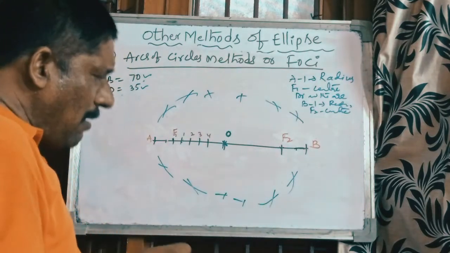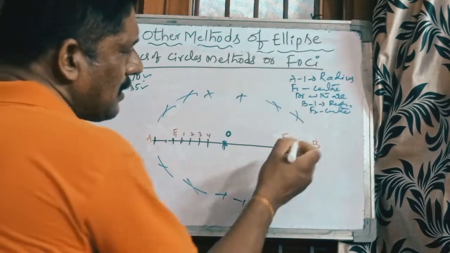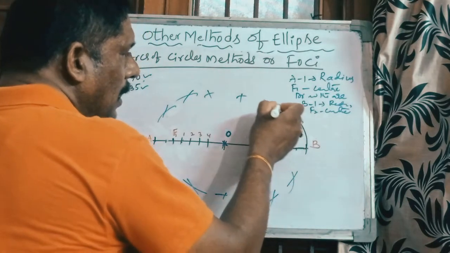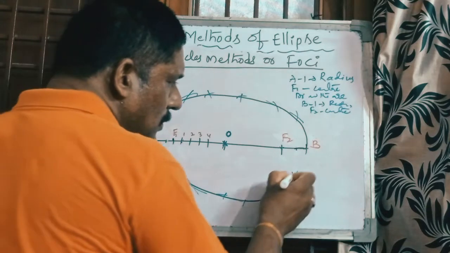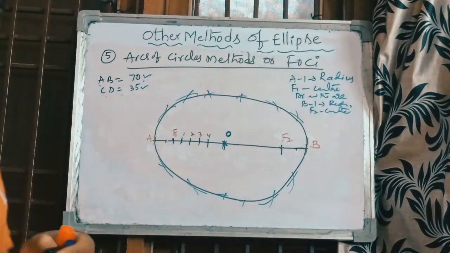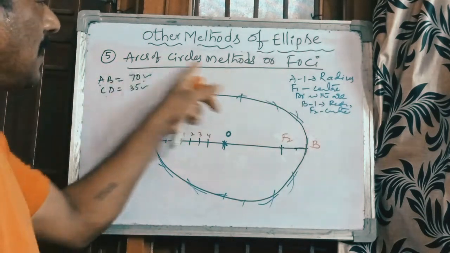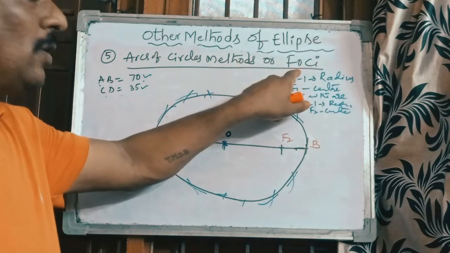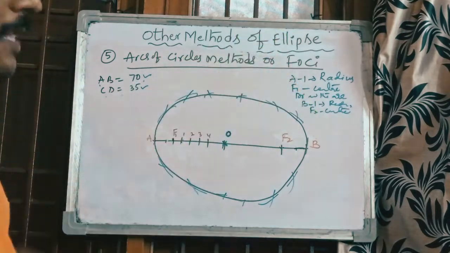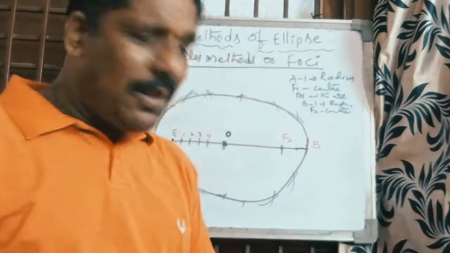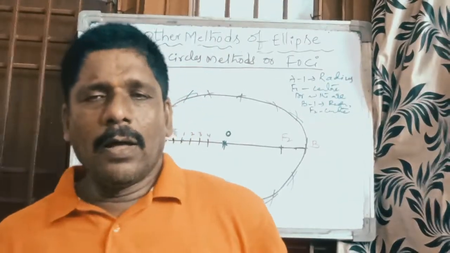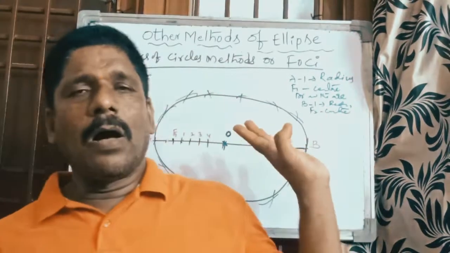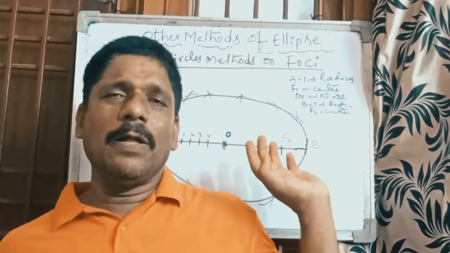If you join all these points from A to B and all the points, you will get an ellipse. You will get an ellipse by the arcs of circles method, or we can call it the foci method. So in this ellipse, these 5 methods are very, very important. So we can conclude the methods of ellipse.